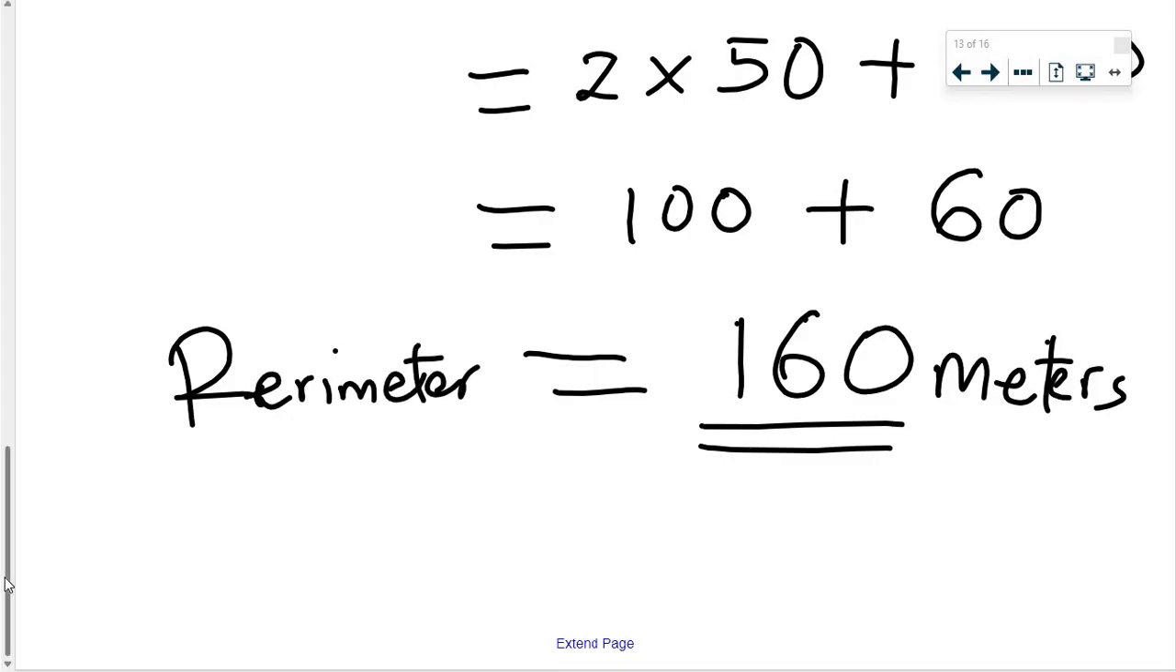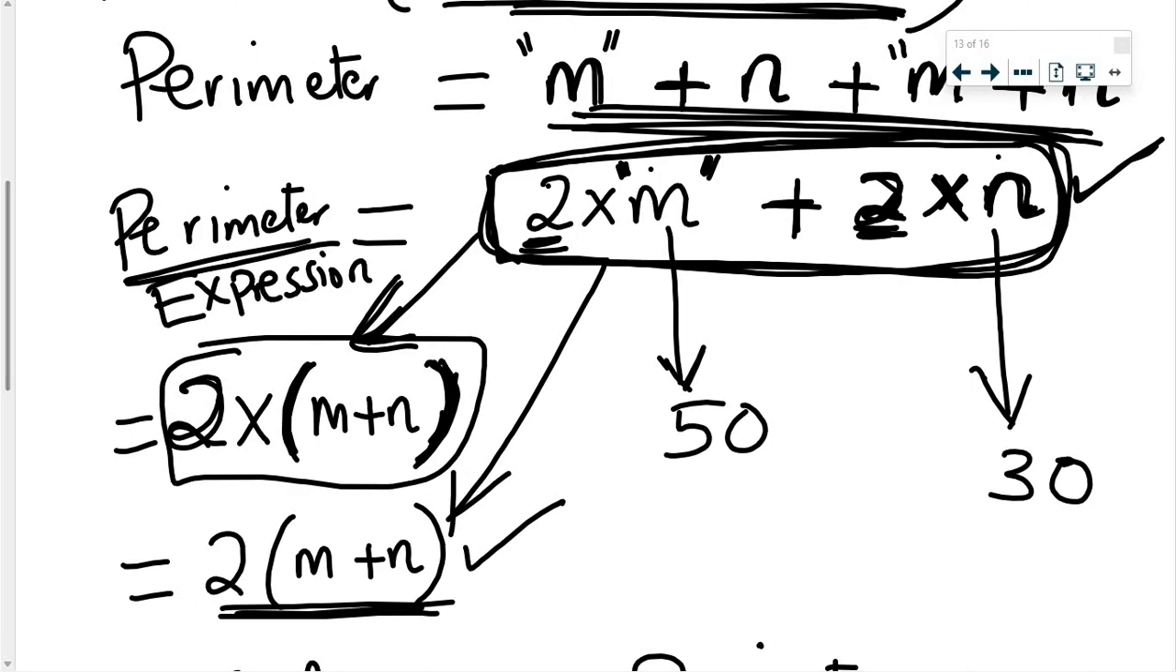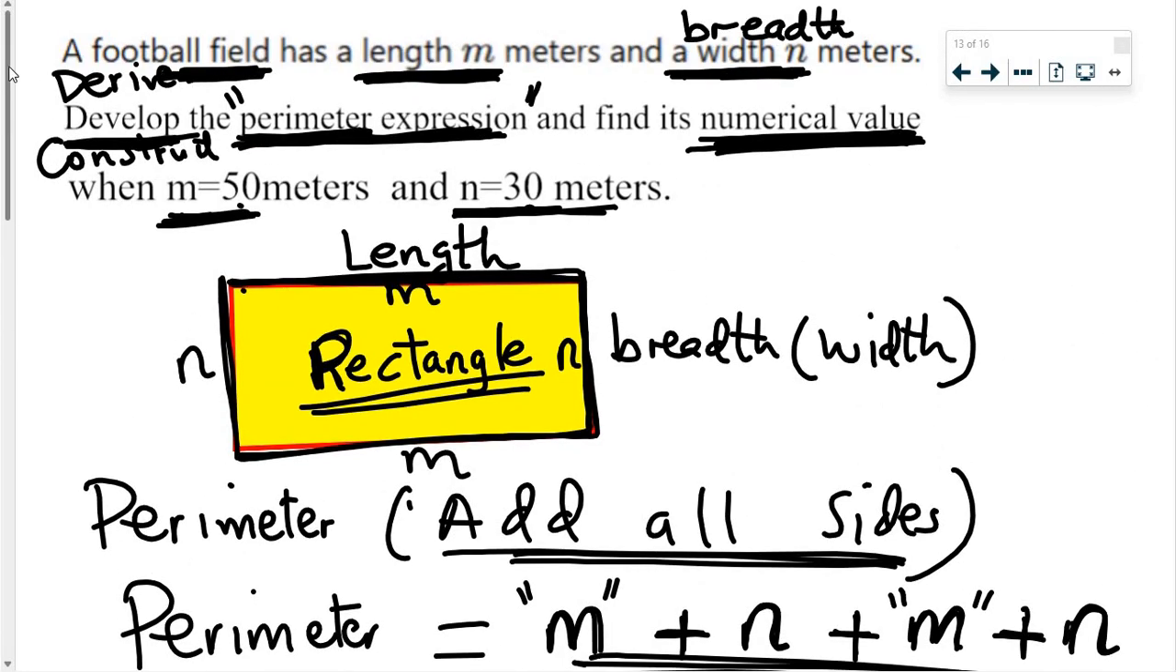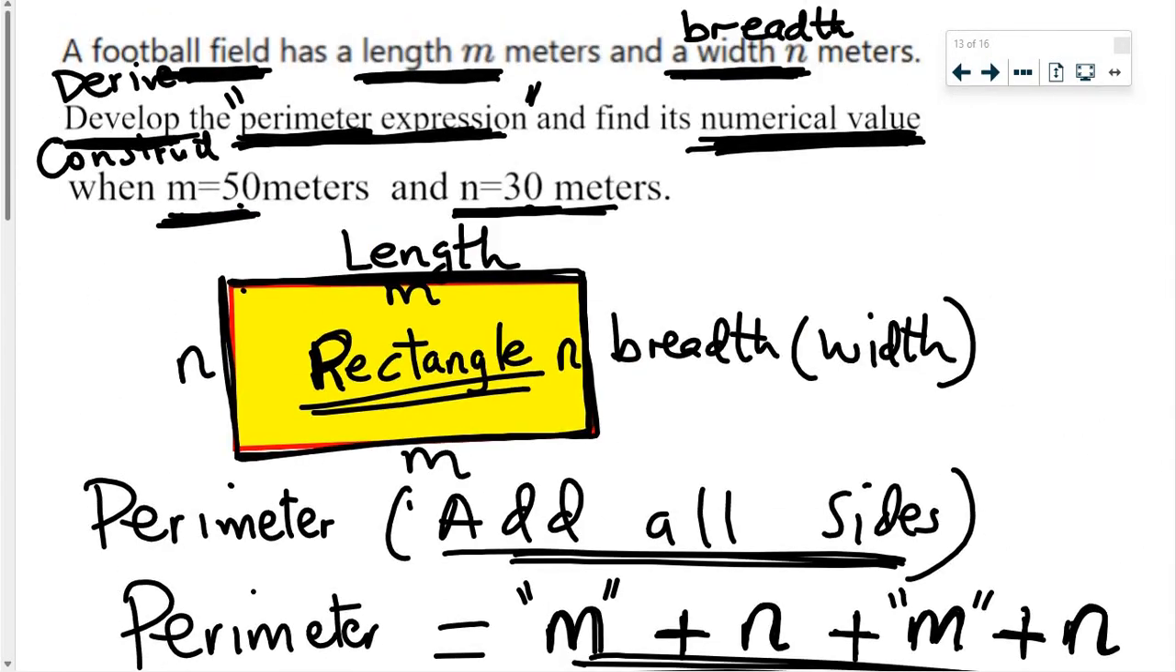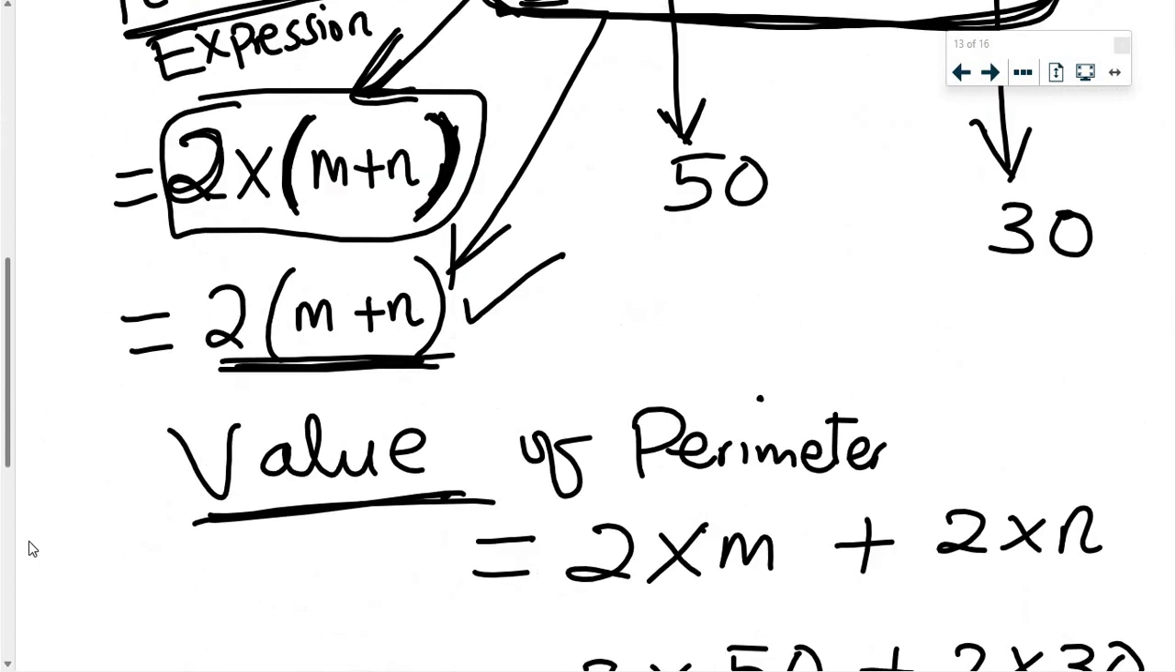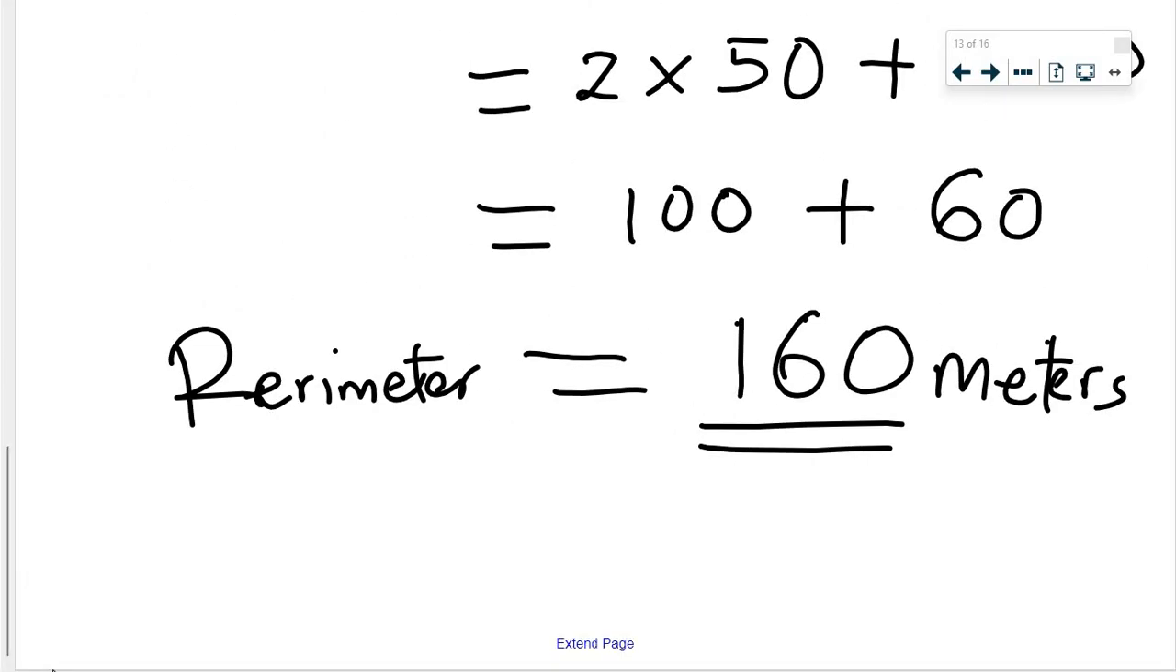Now you can just pause this video and then follow step by step, and then take a screenshot and see if you can be able to revise the expression for the football field, which takes the shape of a rectangle. Next question.